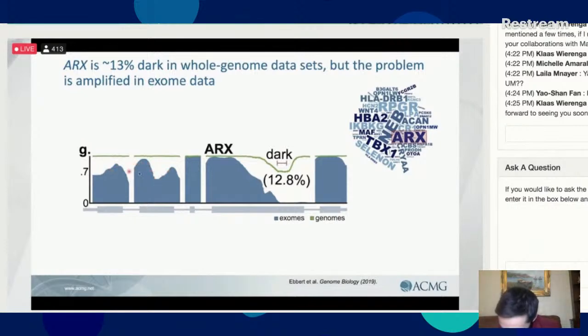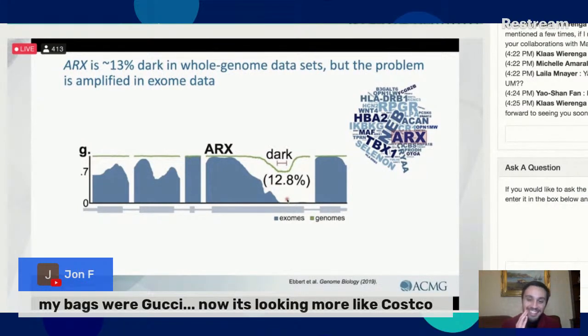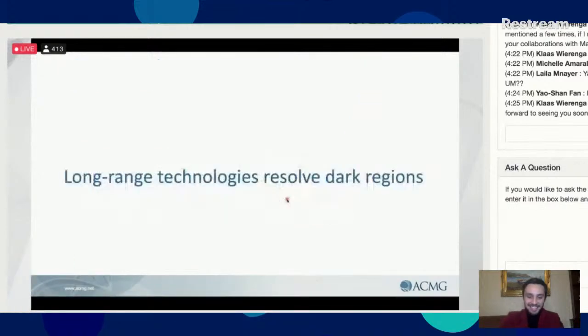But I also want to point out, if you look at the blue data, that's the exome data. The camouflage issue is dramatically magnified in exomes versus whole genomes. And that's really important to know in clinical genetics.